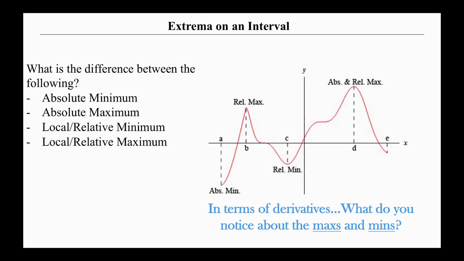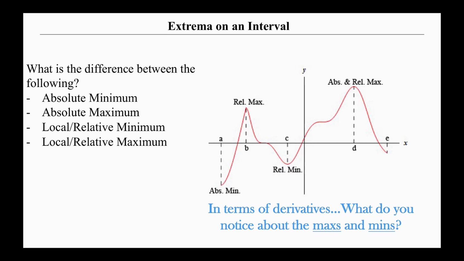Why is D the absolute maximum? It's the highest point, the highest peak. It's the absolute top, right? And then A is the absolute minimum for the opposite reason. It's the absolute bottom. It's the valley, the lowest part.